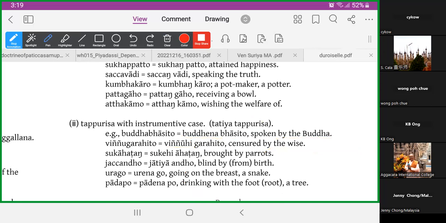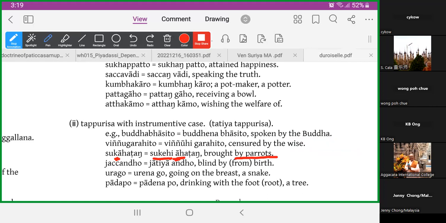Okay. And then you have Sukehi, by parrots, Ahatam, brought. So when you combine, it still maintains the long A here. Sukha, but this is the combined form. It's actually two words, Suka and Ahatam. So maybe this long A comes from this A sound here. Suka plus Ahatam becomes Sukahatam, brought by parrots.